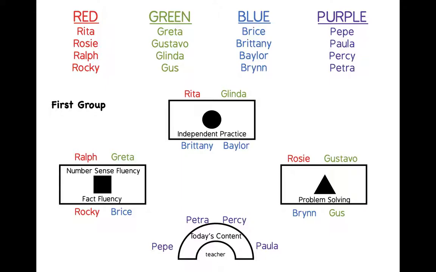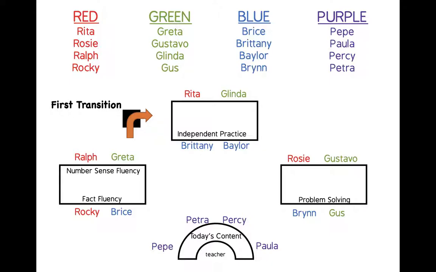But for us to see what is actually happening in the classroom at that moment, the teacher is meeting with the purple group. They have been pulled from their shape groups. Then there's a transition, and you'll notice that the squares are moving from fluency to independent practice.